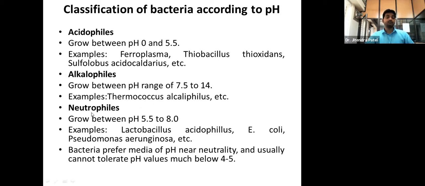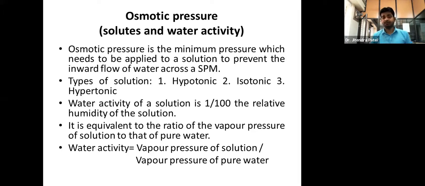Coming to the neutrophils, that is 5.5 to 8 in between. Examples are Lactobacillus acidophilus, E. coli, Pseudomonas aeruginosa. Right. So these are examples of neutrophils that you need to know. Compulsory, students, examples are very, very important when you are describing. If you are describing that a bacterium can survive in this pH to that pH, and you are not giving examples, your answer will not be complete. Bacteria prefer media of pH near neutrality and usually cannot tolerate pH values much above or below 4 to 5, right? So this is the impact of pH on the bacteria or microbial cell.